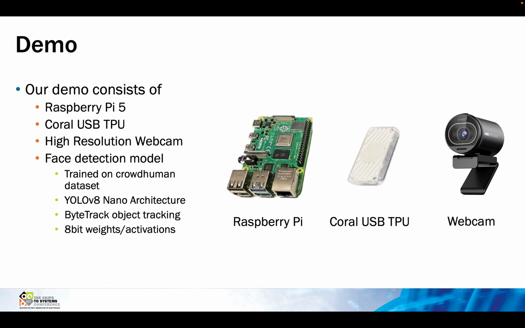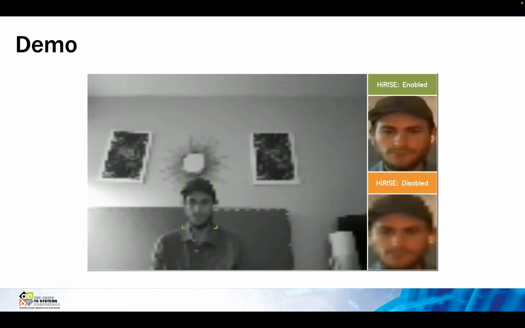In order to show our demo in real time, we're going to use a Raspberry Pi 5 with a Coral USB TPU. This Coral USB TPU can accelerate the face detection model in order to allow it to run in real time. We're also going to use a high-resolution webcam and a face detection model. The face detection model was trained on the CrowdHuman dataset using the YOLOv8 Nano architecture and ByteTrack object tracking. We then quantized the model to have 8-bit weights and activations. That way it can be compiled to run on the Coral USB TPU.